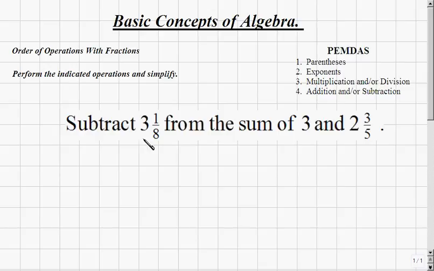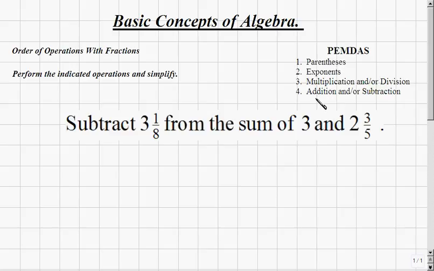Let's interpret the phrase "subtract 3 1/8 from the sum of 3 and 2 3/5" into a mathematical expression. Once we have that expression, we'll use order of operations to simplify it to a single number.